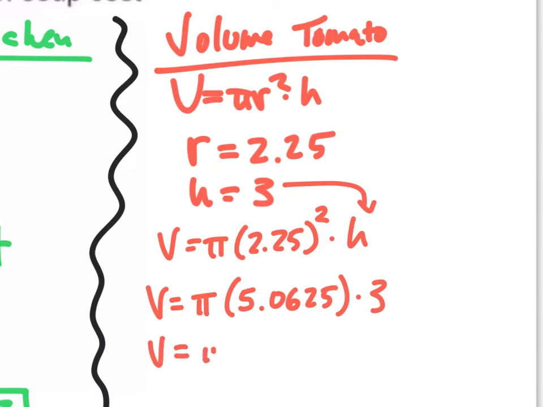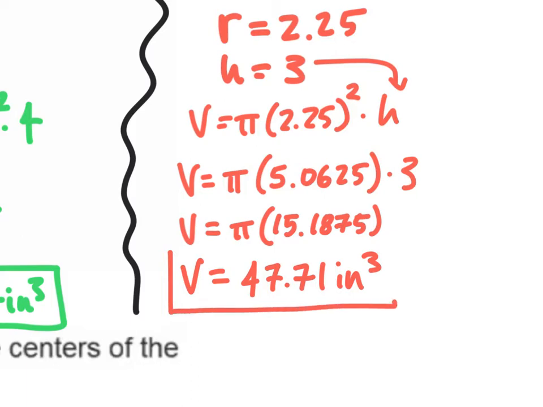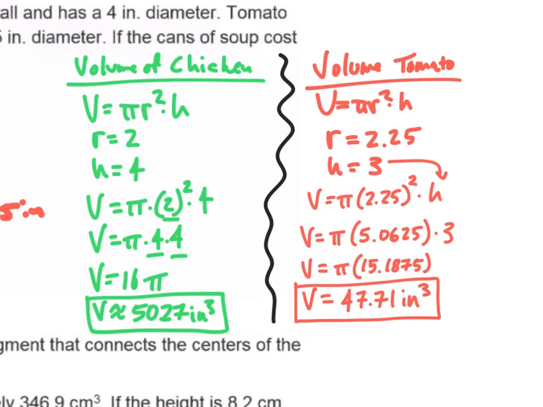So the volume is pi times 15.1875. Now, if I take that number and multiply that by pi, that's going to give me an actual volume of 47.71. So 47.71 inches cubed. Okay, and that's our volume. So which one has more volume? And it's the chicken noodle soup.